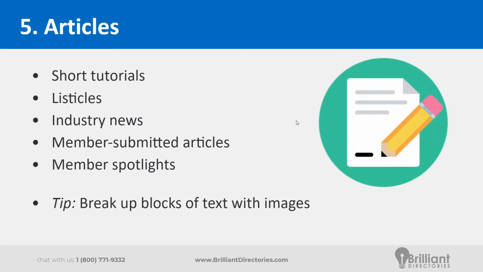Next up, you could do industry news. This should typically just be a pretty short piece of content giving your members whatever is new in the industry that you're targeting. You could also feature member submitted articles. So you can ask your members to submit articles to you, and you may need to clean them up a little bit, maybe reformat them, maybe make them a little bit shorter or edit some grammar. But this is a really good way to streamline your content creation process.